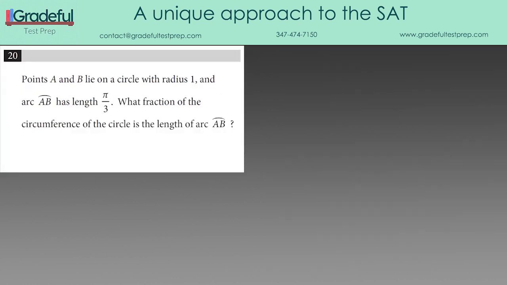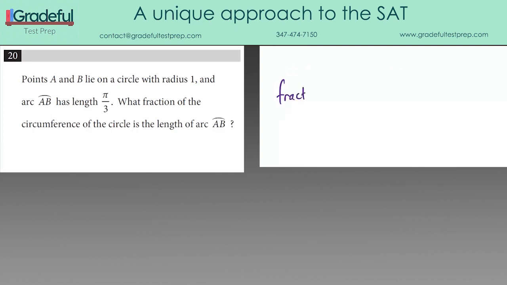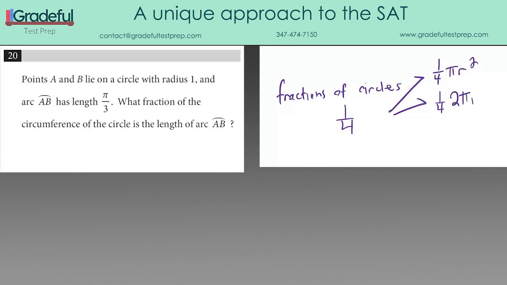Now question 20 is asking us about fractions of circles. And the idea about fractions of circles is that if I know the fraction, let's just say that my fraction is 1/4, then I now know that the area of a pizza slice, a fraction of a circle, would be 1/4 of the area of the whole circle, pi r squared. I also know that the arc, the pizza crust, would be 1/4 of the whole arc or circumference of a circle, which is 2 pi r.